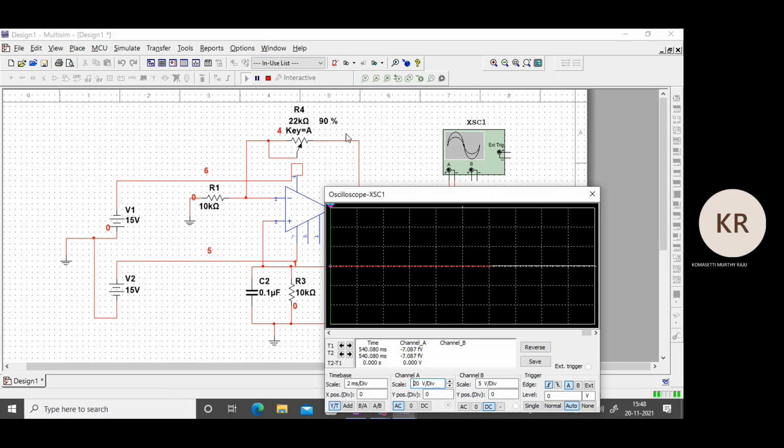Okay. 90 is also 95. 100. 100 is there. We will get some potentiometer variation. Carefully adjust the potentiometer variations. We will get the pure sine wave. Pure sine wave means gain is at 3. At that instant, the gain is at 3.